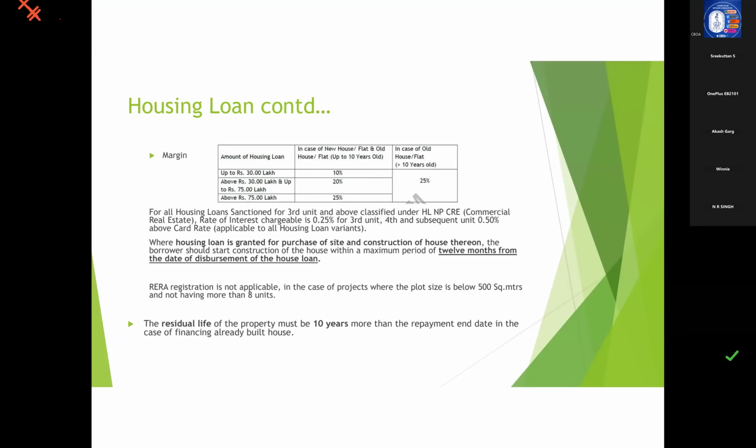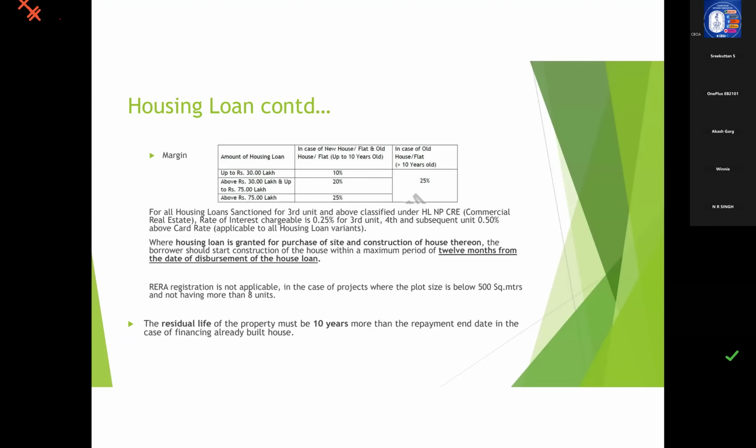So there are two types of questions that can be asked here. Commercial real estate, HLCRE: what is the criteria? It is third and above units. And what is the rate of interest that is additionally chargeable? For the third unit, it is 0.25, and for the fourth unit, it is 0.50.